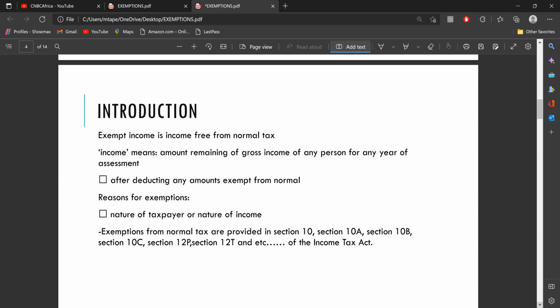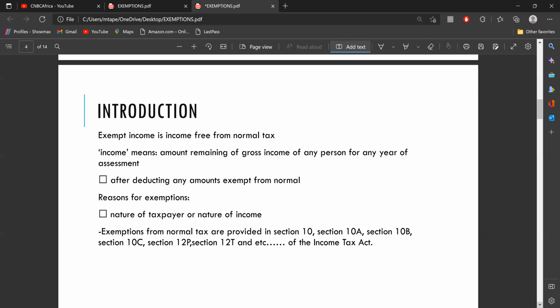Reasons for exemptions. An amount can be exempt due to the nature of the taxpayer or the nature of the income. For example, if you're dealing with a public benefit organization, any amounts that they receive, any income that they make would be exempt due to the nature of the taxpayer.